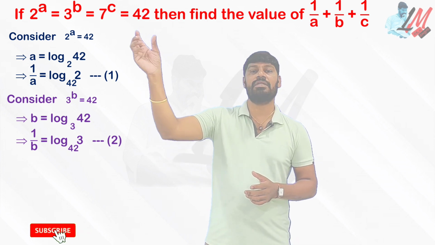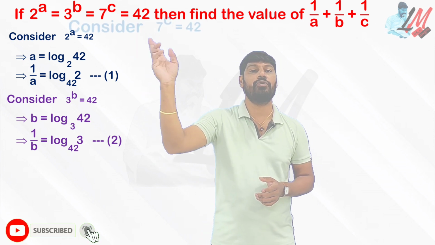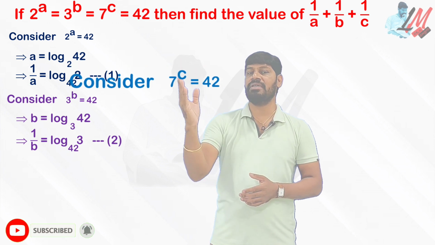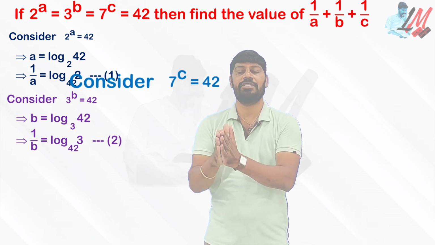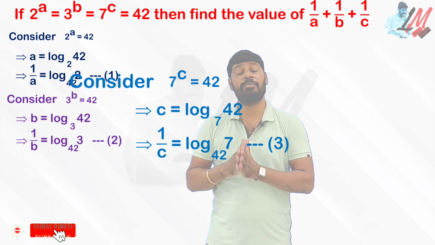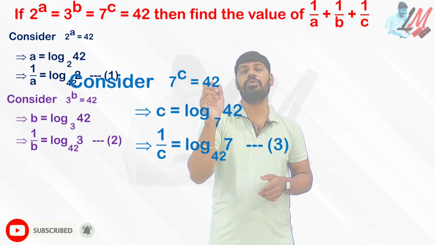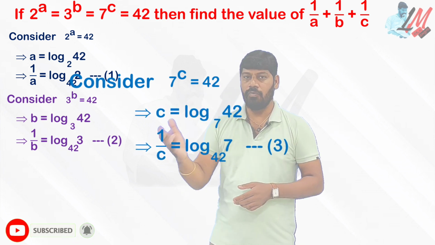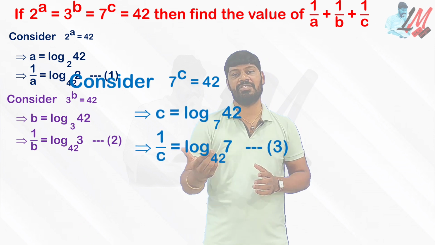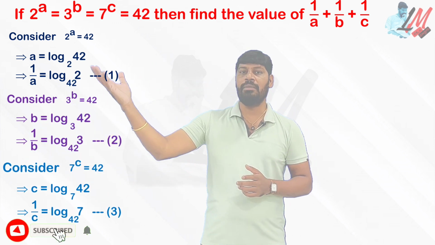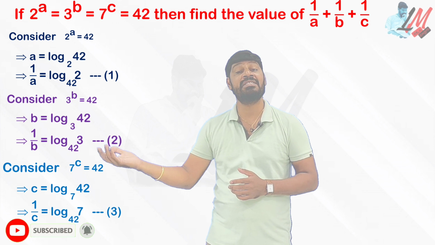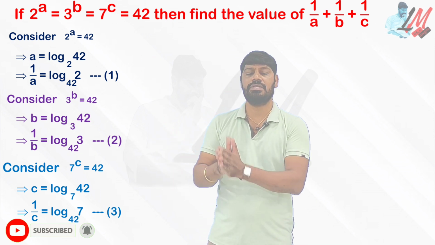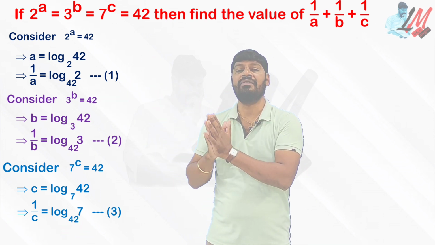And similarly, if you go for the third combination, 7 power c equal to 42 here. So 7 power c equal to 42 is in the exponential form. If you convert into logarithmic form, you are going to get c equal to log 42 base 7. 1 by c is going to be log 7 base 42. So if you have a look, 1 by a and 1 by b and 1 by c, we got individual values. We just need to add all the 3 values here.